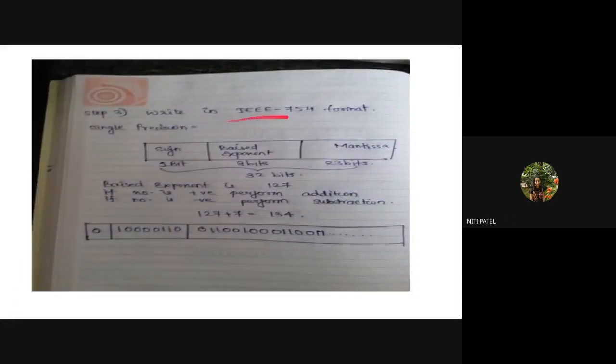Now what is step 3? Represent it in IEEE format. So we'll first see how to represent it in single precision. So how is the single precision format? 1 bit for sign, 8 bits for biased exponent, 23 bits for mantissa. Now what is the number?